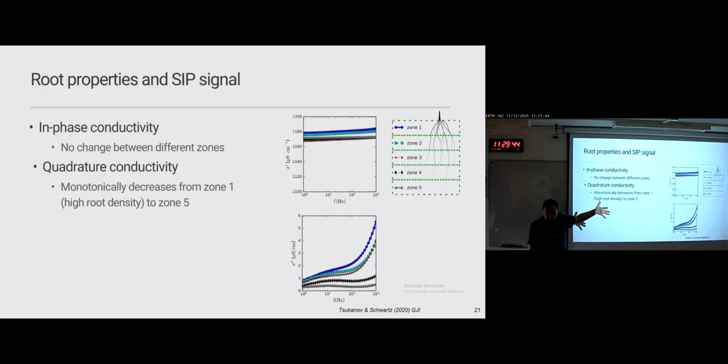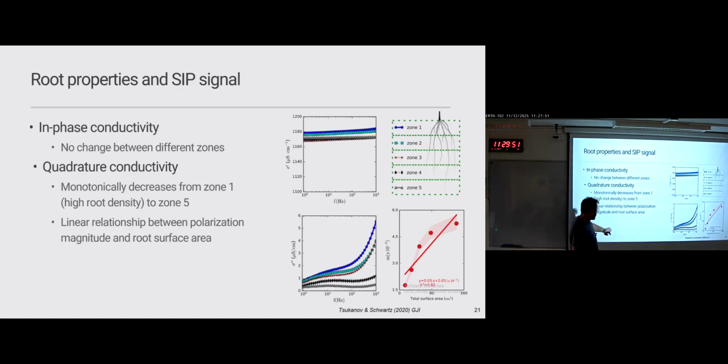And as I said, we also measure the root surface area, the root biomass, and so on. And this is what you can see in this figure here. You can see this is the chargeability. Chargeability is a measure of the magnitude of polarization. So this is the magnitude of polarization as a function of the total surface area of the root. And you can see a very nice linear relation between the magnitude of polarization and the total surface area of the root.